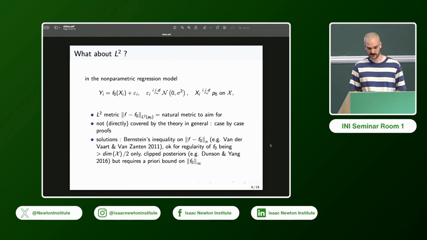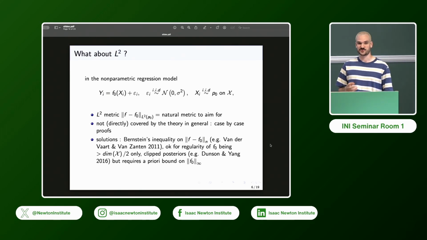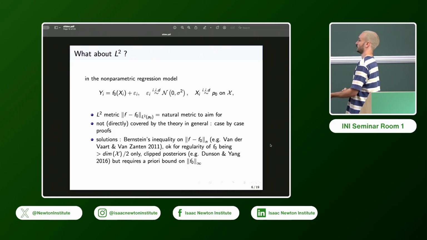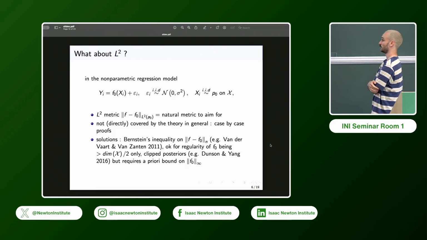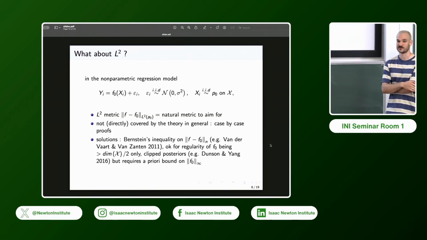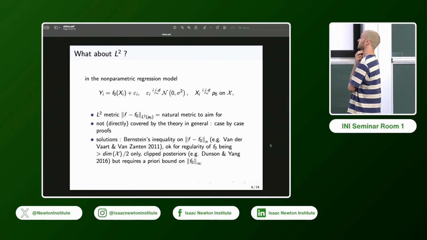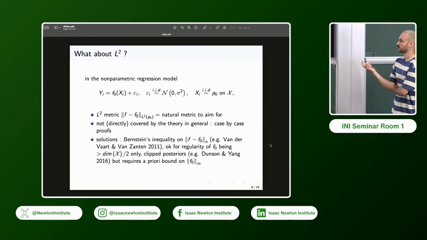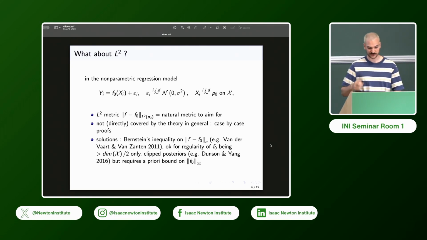And the problem is that you won't be able to do this kind of Bernstein inequality argument unless the regularity of F0 is larger than some threshold, which depends on the dimension of the input space, the dimension in which the xi's are living. Namely, it needs to be smoother than d/2, if d is the dimension of the input space. And it wasn't really clear if this was a true limitation, if things were really not working below d/2, or if we could find alternative arguments.